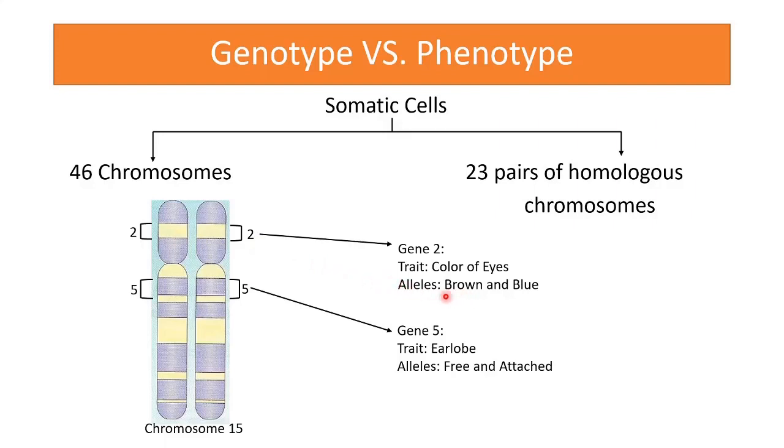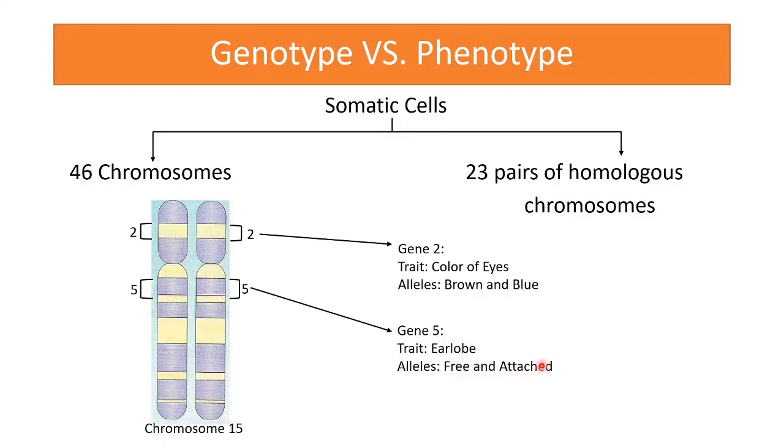Actually, the difference is going to be in the alleles. If I consider the color of eyes, I have two different alleles in nature. We have mentioned before that for each trait we have at least two different alleles. For the color of eyes, we have two different alleles, which are brown and blue. For gene 5, which I consider as responsible for earlobe as a trait, we have two different alleles, free and attached.